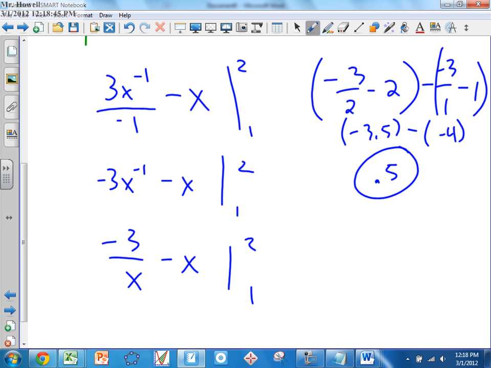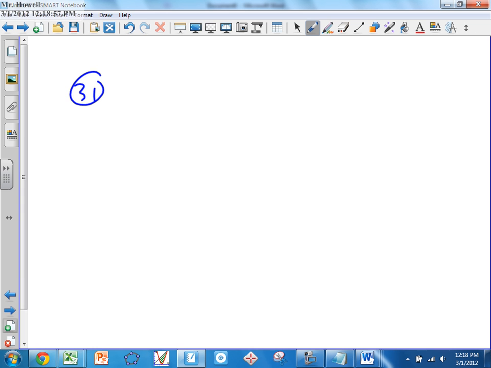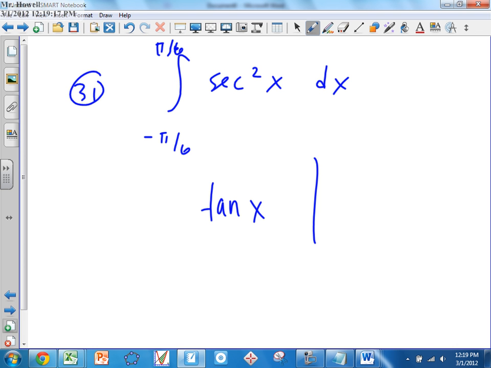Also, what's the derivative of tan, guys? Secant squared. So the integral of secant squared is going to be tan, because they're inverse operations. Again, we're looking at number 31 right now, people. It says, take the integral from negative pi over 6 to pi over 6 of secant squared x dx. Well, the derivative of tangent is secant squared. That's what we learned last chapter or last topic. So the integral of secant squared is back to tangent. So this becomes tangent x, evaluated from pi over 6 to negative pi over 6.